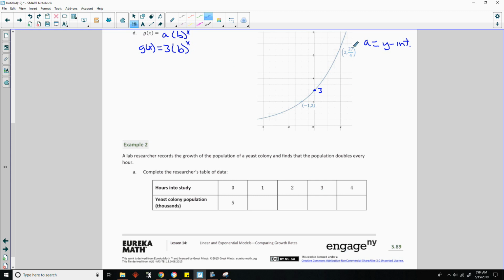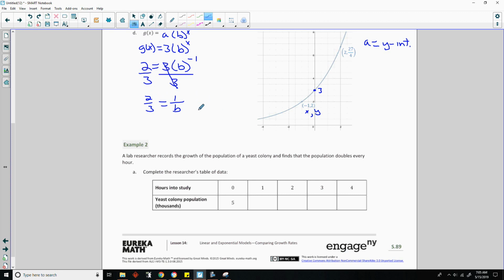And then I pick one of these 2 points. I'd rather avoid the fraction. I'll use the -1 as my x and the 2 as my y. So 2 is g of x equals my y-intercept times some b to the power of my x, which is -1. So I'm going to divide both sides by 3. These cancel. And I'm going to rewrite b to the -1 as 1 over b equals 2/3.